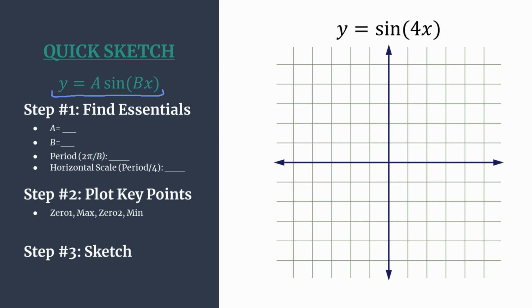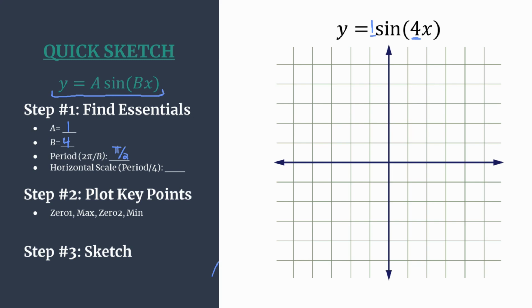That just helps us define a and b. You can see in our equation, a is an understood 1. That's the amplitude. It'll help us set our maximum and minimum values. B is 4. And that's going to help us calculate the period. 2 pi over b gets you the period or the length of one horizontal cycle. So 2 pi over 4 reduces to pi over 2.